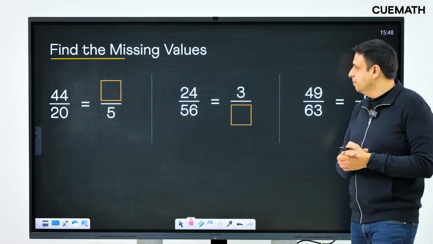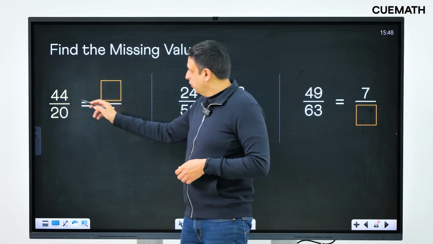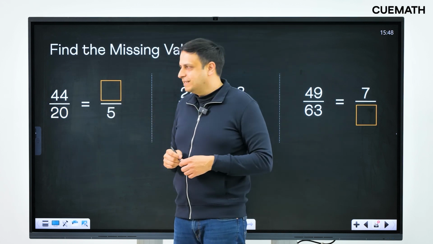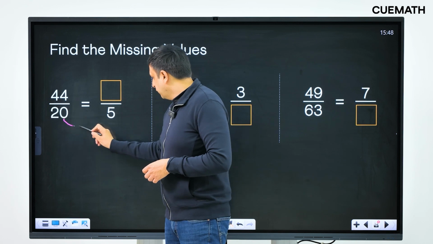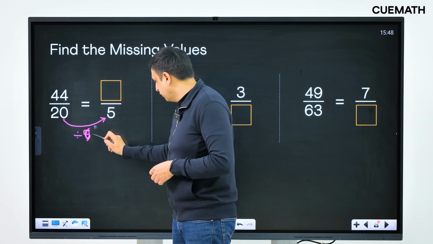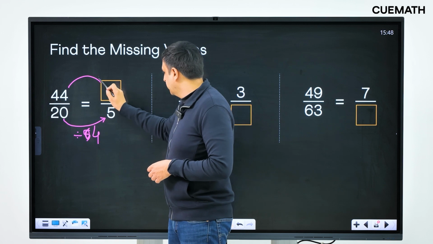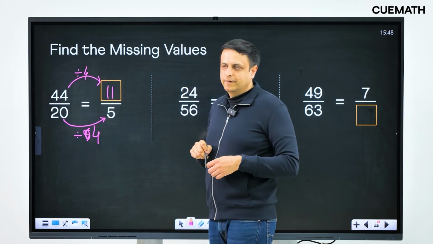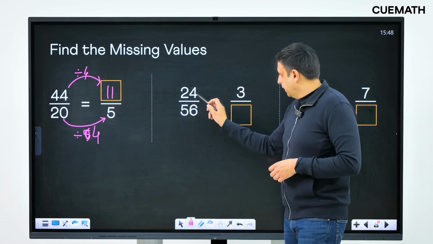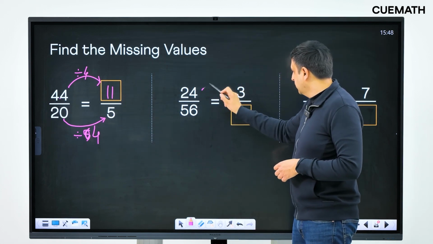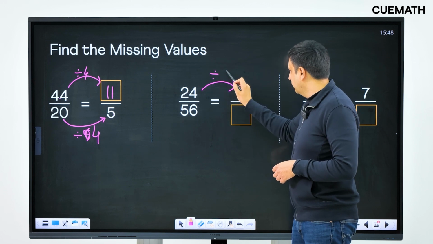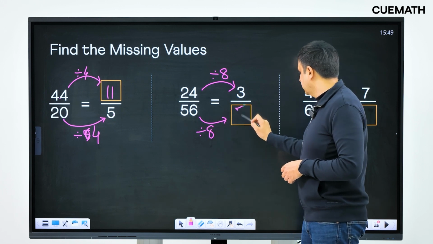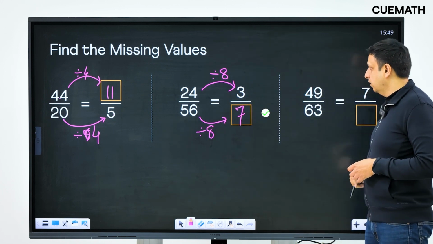Okay, find the missing values. So I have 44 over 20 here, and I have something over 5. How do I figure out this missing number over here? I can see that to get from 20 to 5, I have to divide by 4. So I need to do the same thing over here. I need to divide by 4. So 44 divided by 4 is 11. So 11 over 5, 11 is the answer over here. What about here? 24 is going to 3. So this is essentially being divided by 8. So I need to divide the denominator also by 8. So 56 divided by 8 is 7. So 3 over 7 is what we get on the right over here.